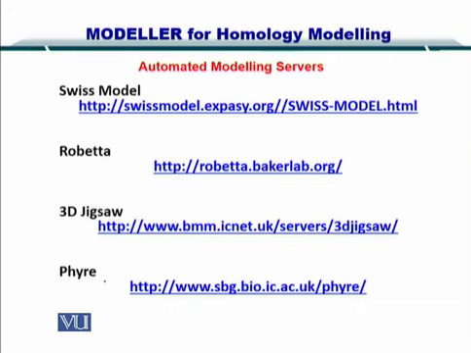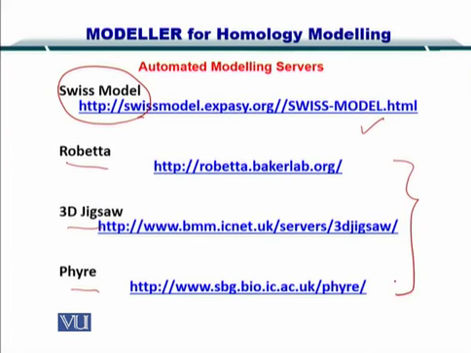Besides using Modeler, if you don't know Python, then you can go for Swiss-Model. Swiss-Model is a very easy to use software, and you can do all of this exercise of homology modeling using the graphical user interface. It is available here, and of course there are other tools which you can explore, such as Robetta, 3D-JIGSAW, and FIRE. The links for each one of them are provided here.